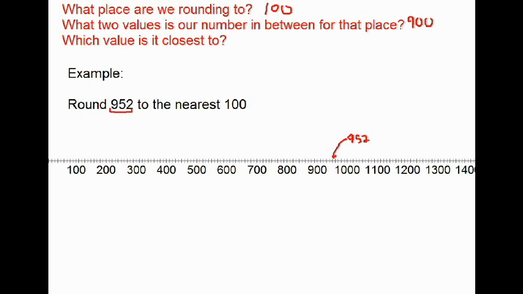So even though 1000 has a value in the thousands place, remember, when we're counting in 100s, eventually we're going to get to 1000. So this is still counting in 100s, going from 900 to 1000. And 952, you probably recognize, is just very slightly closer to 1000. It's almost right in the middle, but because it has that 2 there, 952, it's a little bit closer to 1000 than it is to 900. So we would say we'd round up to 1000 because we're moving to the right on the number line.